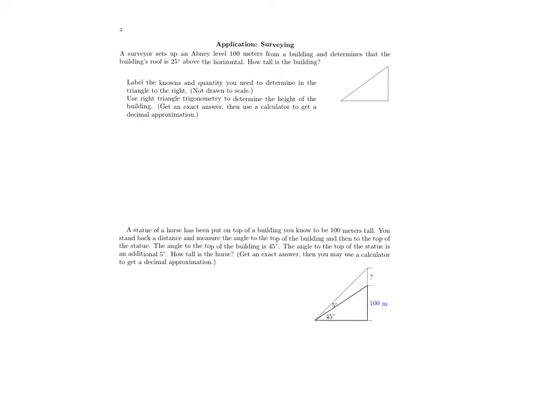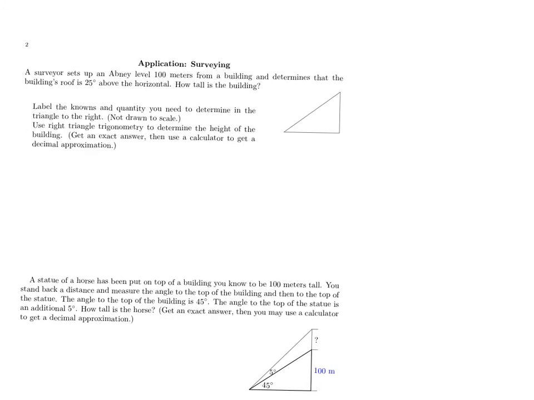So here's one. Suppose a surveyor sets up an Abney level 100 meters from a building and determines that the building's roof is 25 degrees above horizontal. Before you even continue, you should take a moment and look up what an Abney level is. It's one of those little doodads that surveyors use when they want to determine the height of a building. It's like a little tripod with a looky-through-y thing like a telescope, but it doesn't necessarily need to magnify. It needs to know what this angle is.